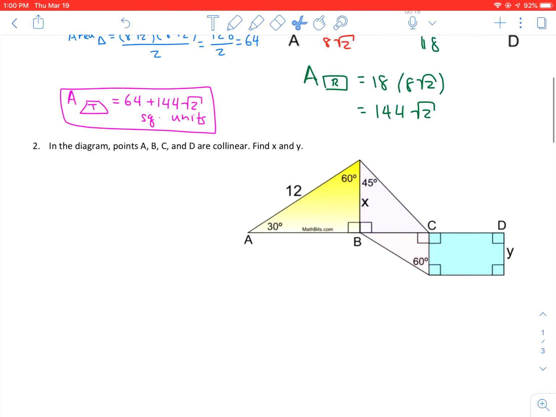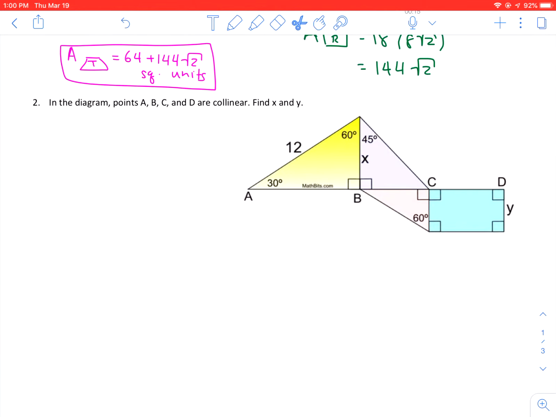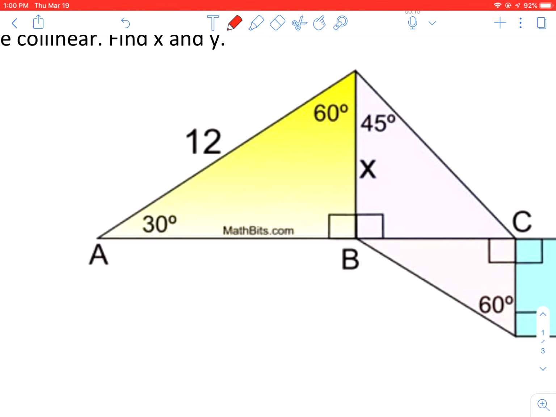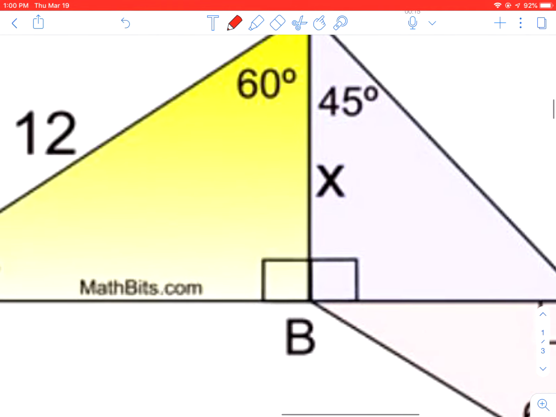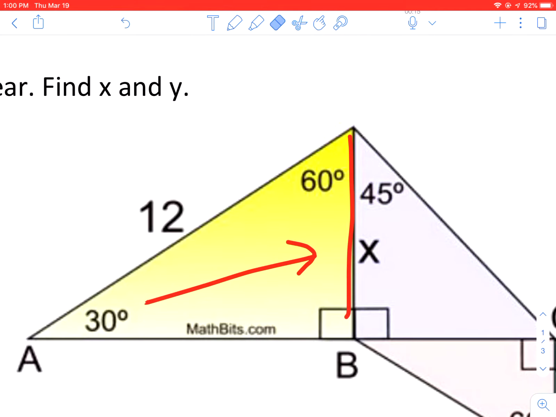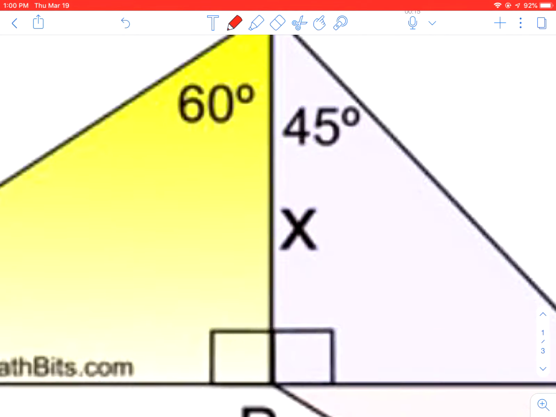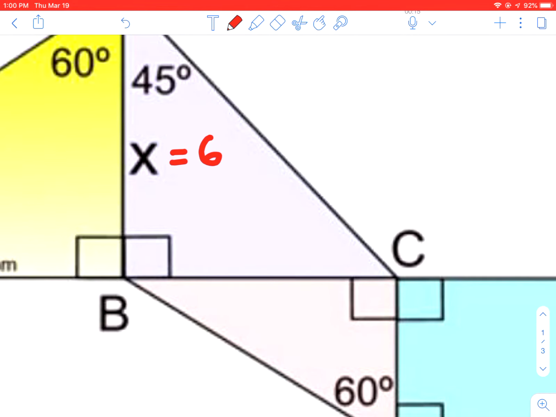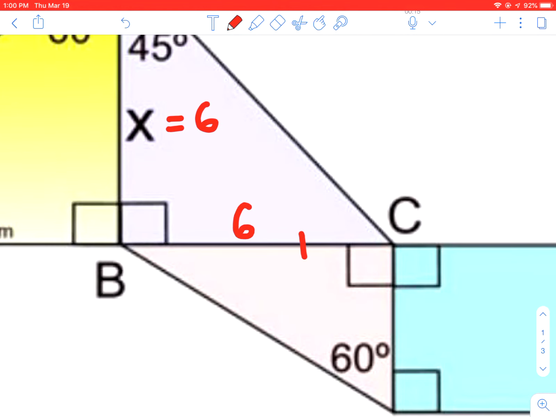Alright, next. In the diagram, A, B, C, and D are collinear. Find x and y. So in the yellow triangle, that is a 30, 60, 90. The shorter leg, which would be this one, because it's across from the 30-degree angle, is half the hypotenuse, so that is just equal to 6. This is a 45, 45, 90, so if that is 6, this is 6. It's isosceles.